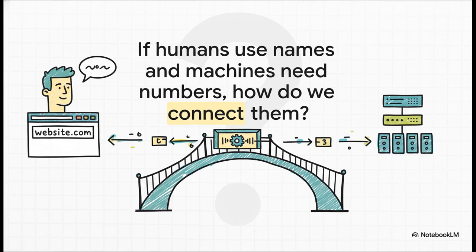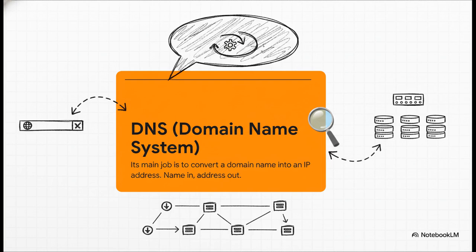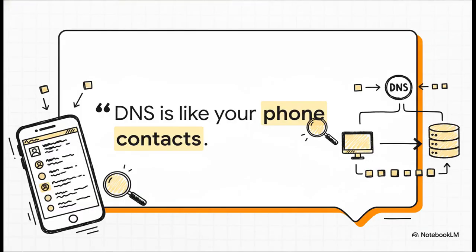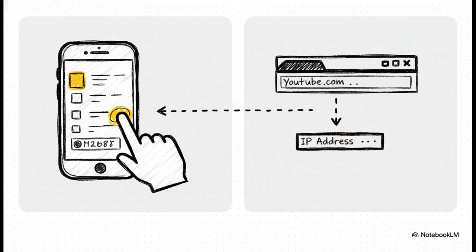So how do we connect the two? Our names and the machine's numbers. Well, there's a system. And that system is called DNS. Think of it like the internet's translator. Name in, address out. Yeah, the best analogy for DNS is basically the internet's giant phone book. Think about it. You remember Emma, not her number. You tap the name, the phone does the rest.